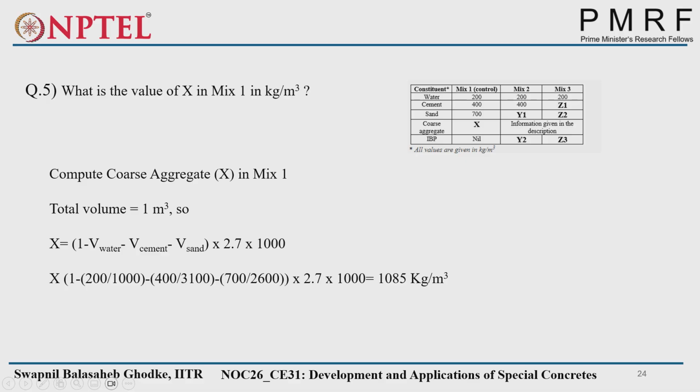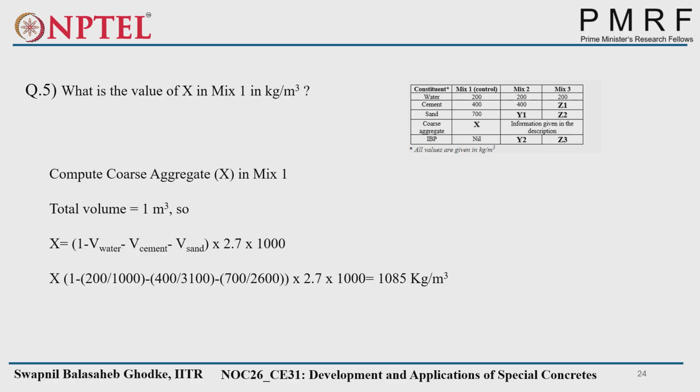So one minus water is 200 by 1000, minus 400 by 310 for cement, we divide by density to get the volume, minus 700 by 260 for the sand. Whatever value we get here, we multiply by 2.7, the specific gravity, into 1000, that is the density. So we'll get 1085 kg per meter cube as the coarse aggregate content.